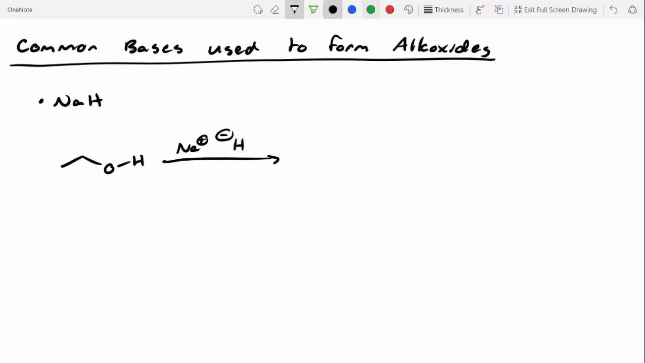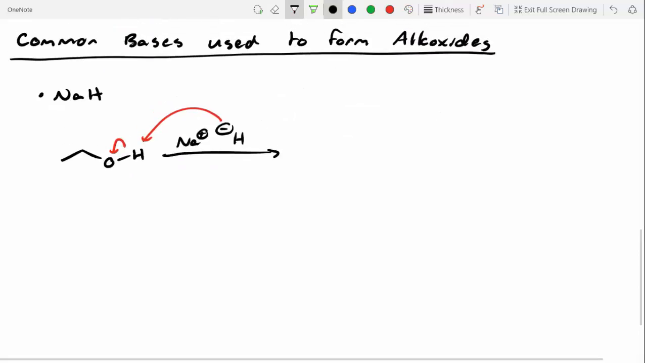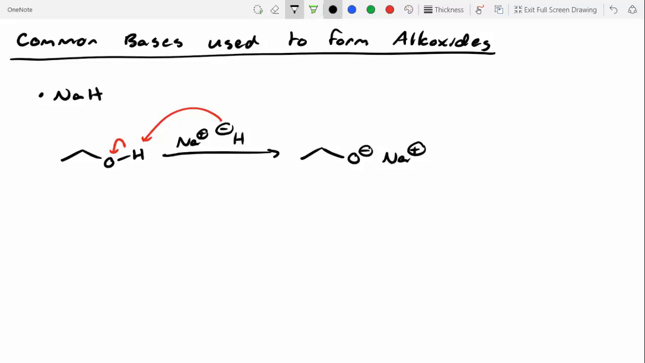Hydrogen gas. So if we draw this reaction, we can say, all right, this hydride can grab a proton, form our alkoxide. So we get oxygen with the negative charge. The sodium's the countercation. And hydrogen gas just bubbles out of solution. We don't really have to deal with it at all. It's pretty handy. There's also another way of forming alkoxides that's more popular than using sodium hydride. However, it's a little bit more dangerous.